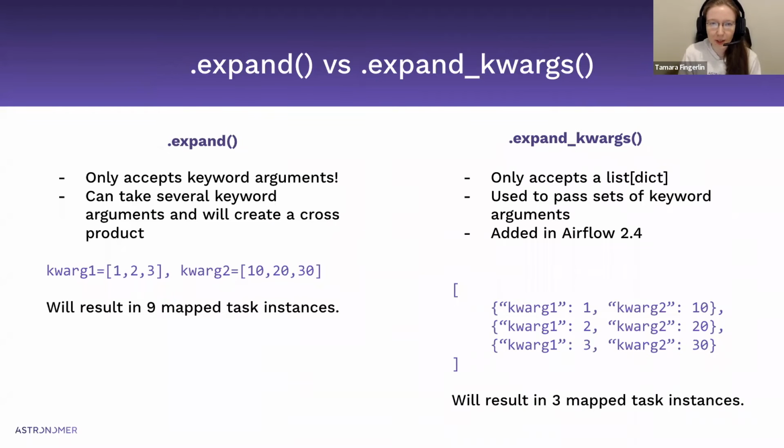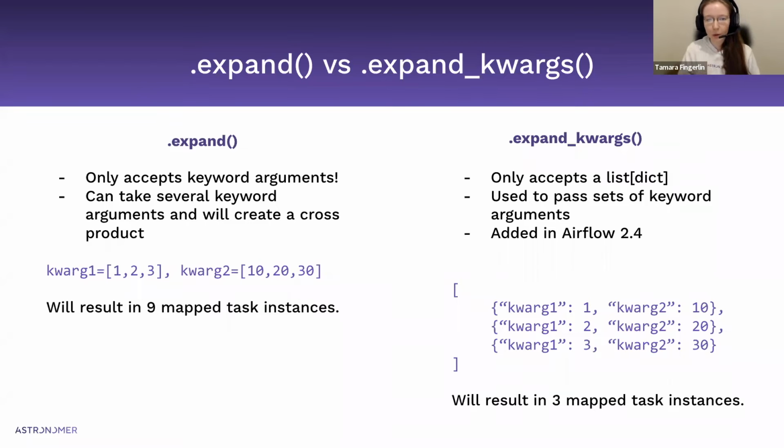I mentioned earlier there's .expand and .expand_kwargs, and you might have wondered what's the difference. That's actually a question we get quite a lot. .expand only accepts keyword arguments, and it can take several keyword arguments, but it will always create a cross product of those. So if I would pass the code on the left-hand side to the expand function, I will end up with 9 map task instances. So every possible combination of the inputs. I have 3 inputs each for 2 keyword arguments. That would mean 9 map task instances.